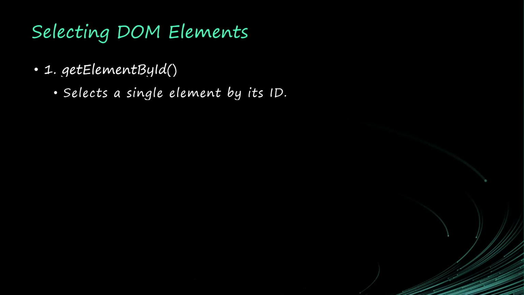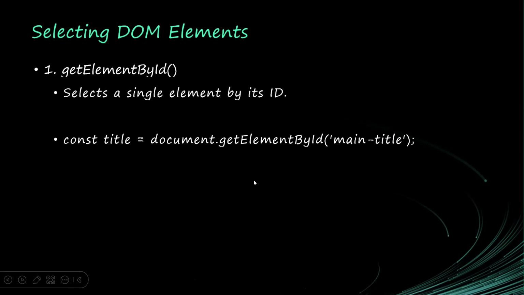Remember that HTML tags have IDs. So if you have an element that has an ID, you can use that ID to get that element. When you do this, you actually get the element. Look at this code here, document.getElementById, and the ID is main title. This will get the element that has that ID, and we get this title as that element. So we can now work with it.